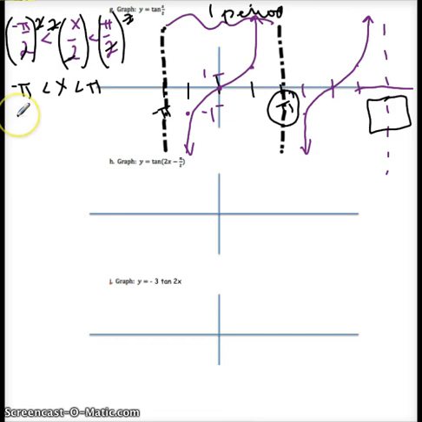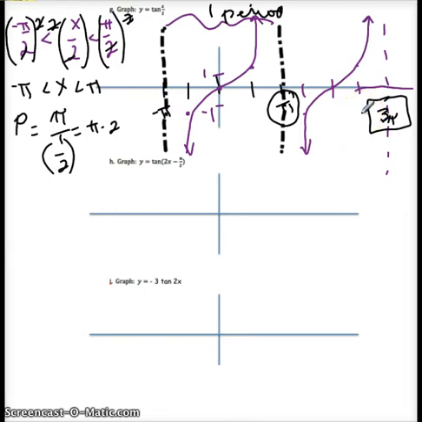Recall, to calculate period for tangent, the formula is pi divided by the absolute value of b. In this case, b is 1/2. And how do we divide by 1/2? We keep it, we switch to multiplication, and we flip it. So the period is a length of 2 pi. So pi plus 2 pi is 3 pi radians.